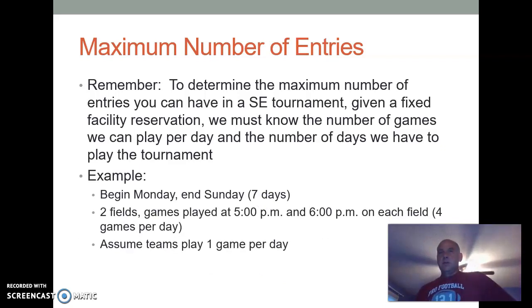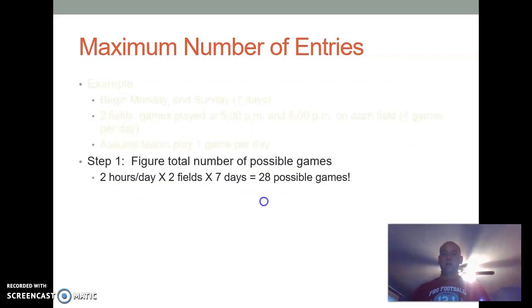So if we're starting on Monday, ending on Sunday, we have 7 days. We got 2 fields to do it on, and they can play at 5 and 6 on each field. So that's basically 4 games a day. 5 and 6, that's with 2 fields, so that's 4 games a day. And a team only plays 1 game per day. Okay, so let's look at this.